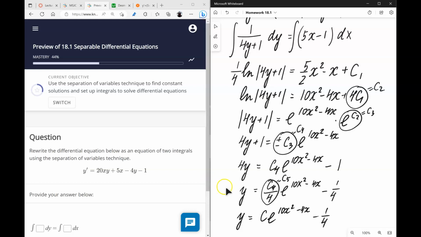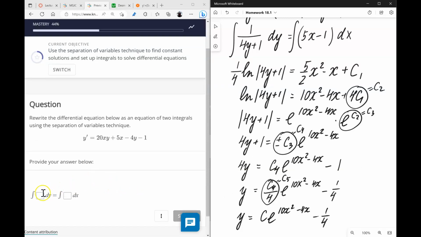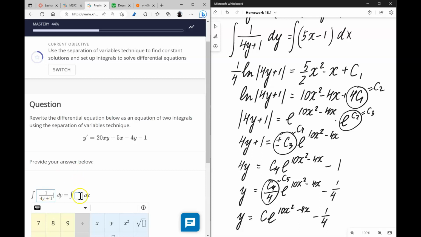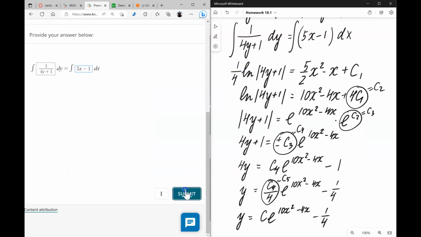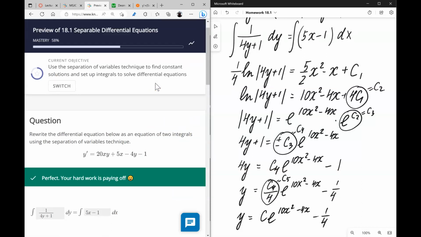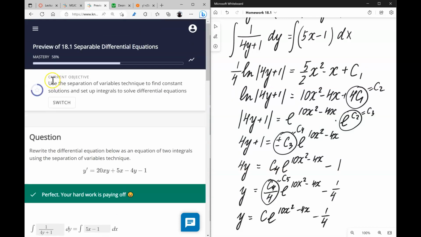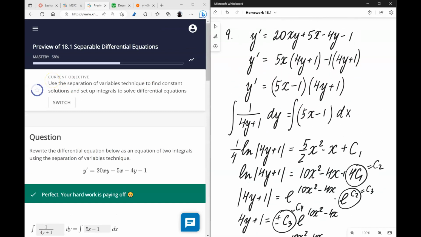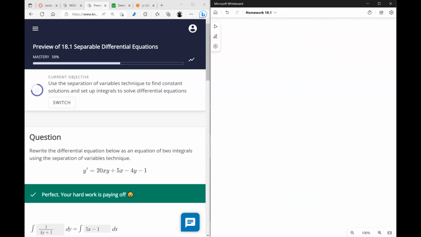Let's... Oh no. Accidentally solved the whole problem. Didn't have to. All they wanted us to do here was to just write the integrals without finding them. So went a little too far. This was question 9, so let's go to number 10.